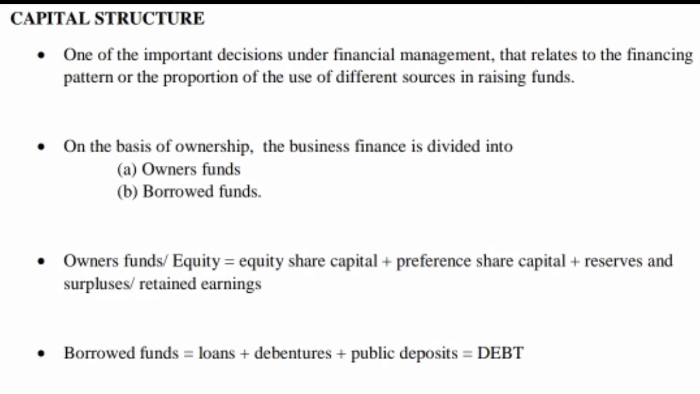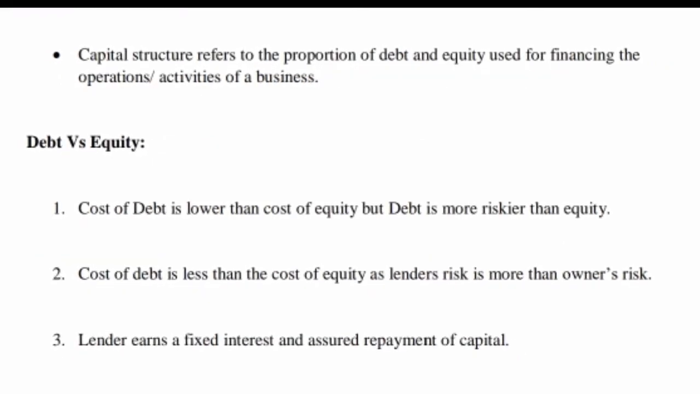Owners' funds: equity share capital plus preference share capital plus reserves and surpluses or retained earnings. Borrowed funds: loans plus debentures plus public deposits, i.e., debt. Capital structure is the mix of long-term sources of funds. It can be calculated as the debt/equity ratio, that is, debt/equity or debt out of total capital, debt/(debt plus equity).